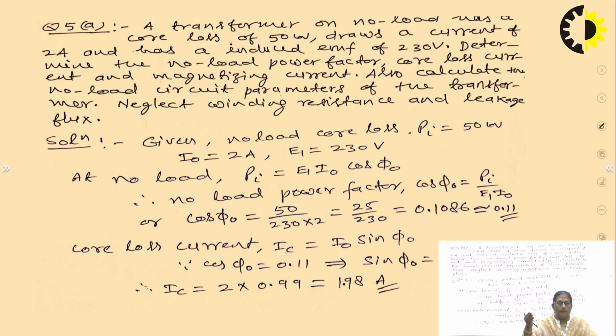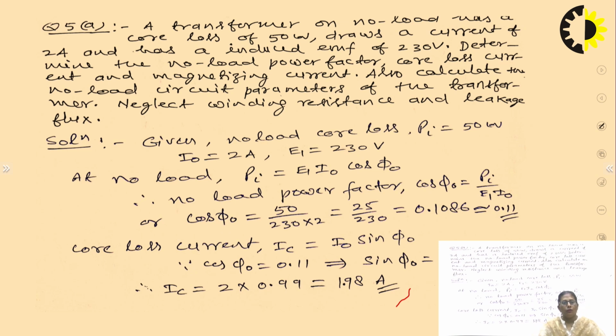When we go for the copper loss, it is I0 square R1. At no load, there is no secondary current, so in the primary it is only the no load current. That power is very small, so the copper losses are negligible. We can say the complete power taken by the transformer is only the iron loss, and that has been given to us: the no load core loss is 50 watts.